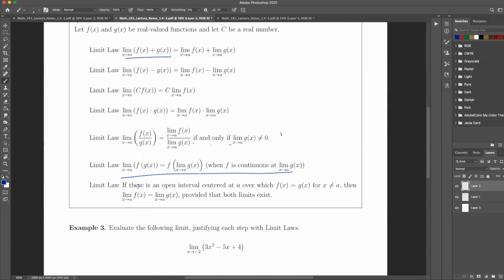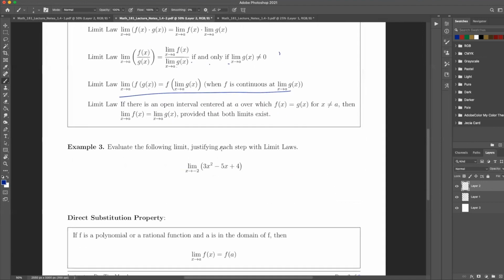And then here it says if it is an open interval where two limits are, if the two functions are the same, then their limits are the same, provided they exist. We'll use this one. And so these are just all the rules you're allowed to do. And so now we're going to take this limit, not by graphing it, but actually just by computing something.